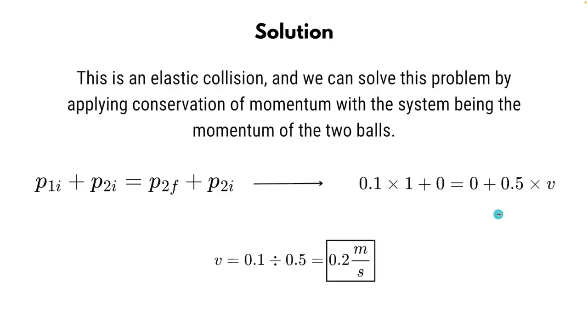And so when we plug in our values, we're going to get 0.1 times 1 plus 0, because the other ball is initially at rest, equals 0, because the first ball comes to rest after hitting the second ball, times 0.5 times v, which is nice because we're solving for v and it's already isolated. So now we just divide by its constant, which is 0.5. So 0.1 divided by 0.5, 0.2 meters per second is the velocity in the same direction that the original velocity was, because it's positive.